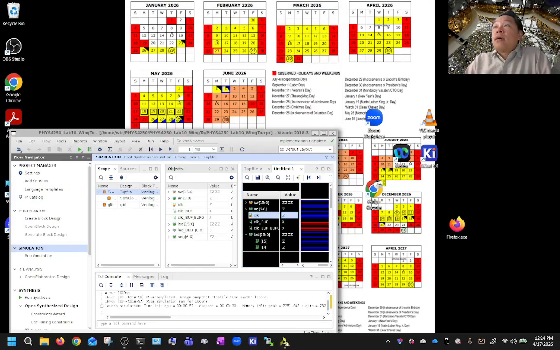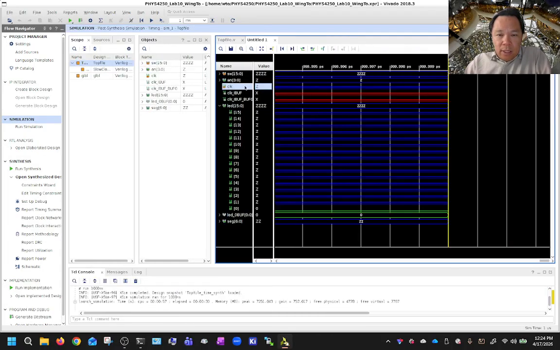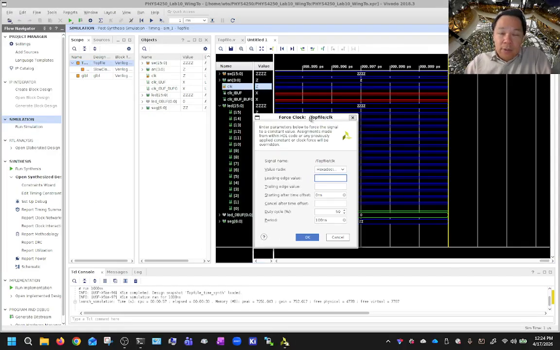Anyway, I'm just going to describe what I'm clicking on. When you right click this, you can then click on force clock. Now it's showing you this force clock pop-up that you'll see once you right click on CLK and then click on force clock.